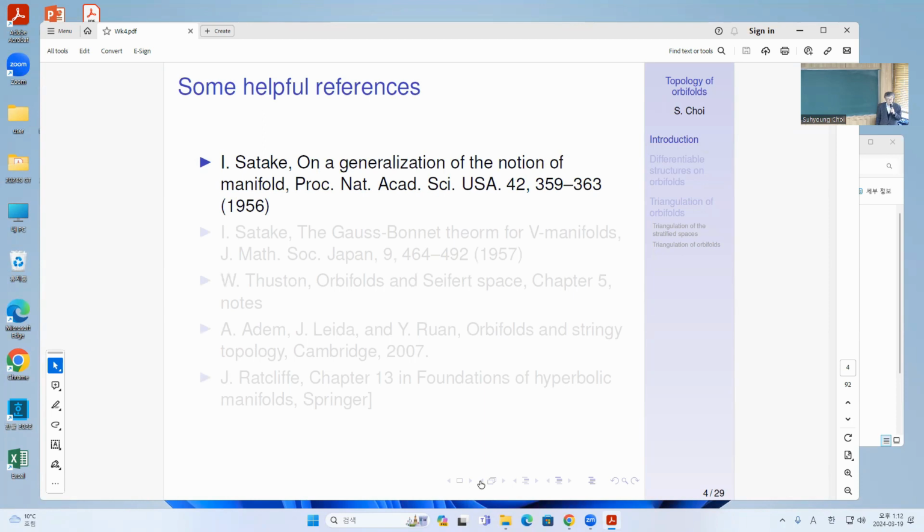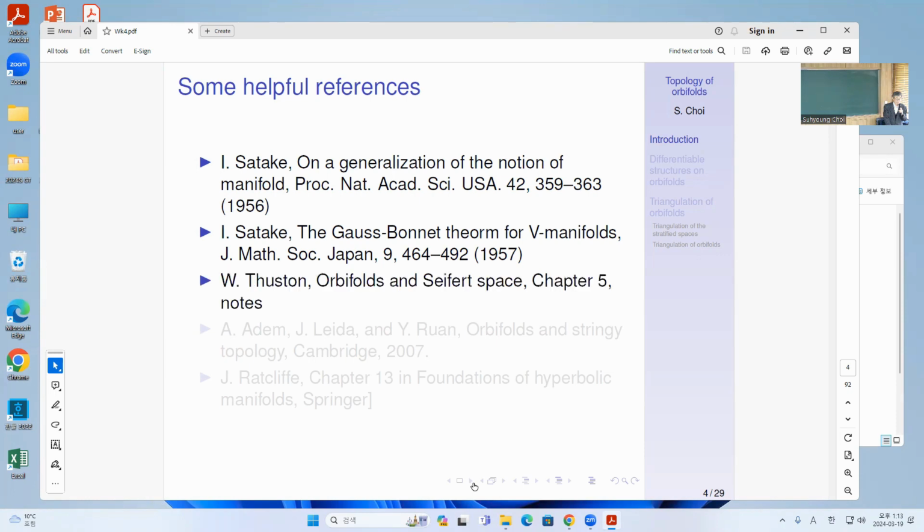So some references. This is Satake's first paper introducing the orbifold, but I guess he doesn't do the orientation reversing case here. So a little bit. And the Gauss-Bonnet: this is the first thing he did for the Gauss-Bonnet theorem for orbifolds. And Thurston did orbifolds and hyperbolic space in chapter 5 of his notes. And here I think he first introduced non-orientable orbifolds.